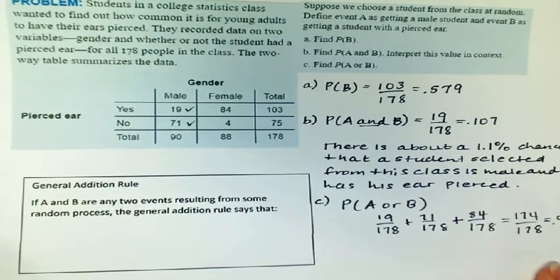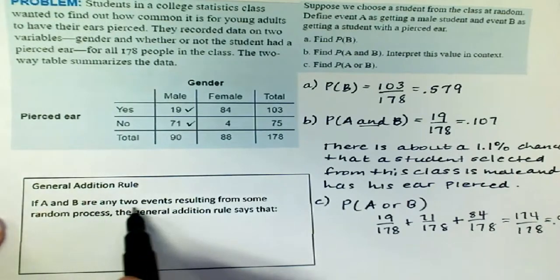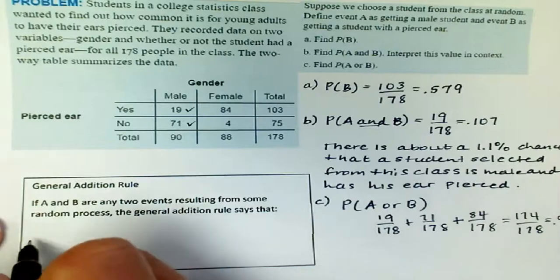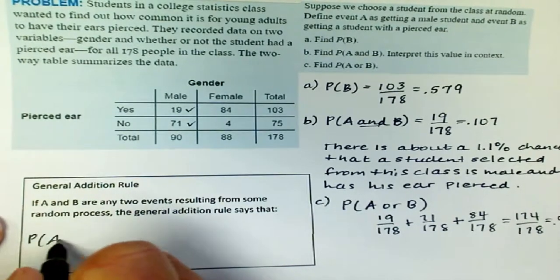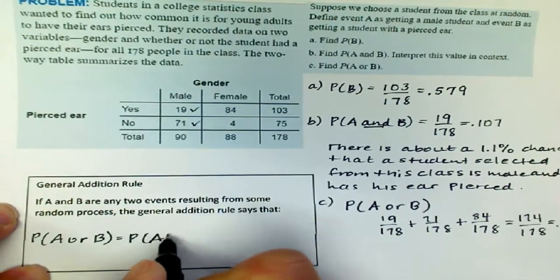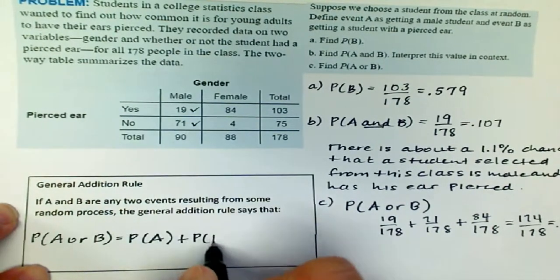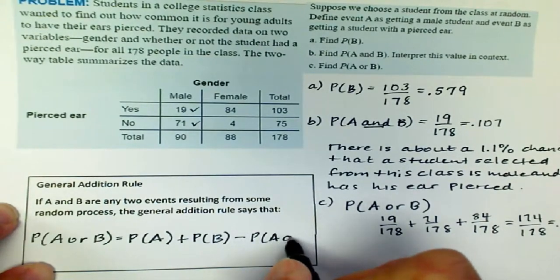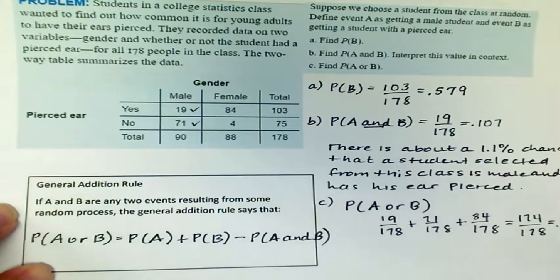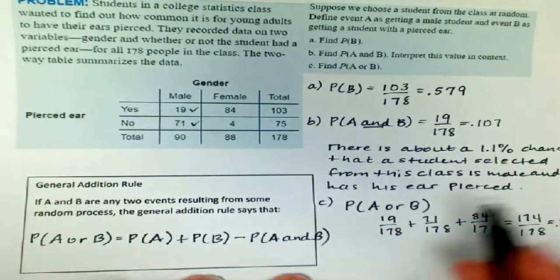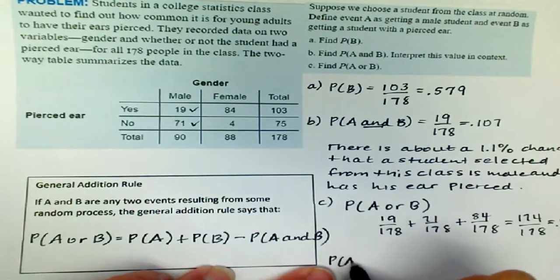All right, so let me show you there's another way to do it. If A and B are any two events resulting from some random process, the general addition rule says this. To find the probability of A or B, it's equal to, this looks familiar, the probability of A plus the probability of B, but you have to subtract out that overlap, A and B. Okay? So if you wanted to, you could do this problem with this rule, and I'm going to show it to you really quickly. You're going to see we get the same answer.